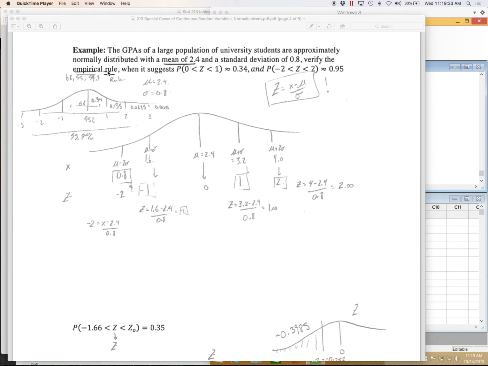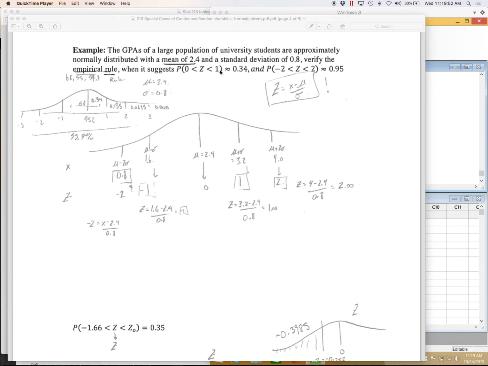So let's do a full example for the normal distribution. Let's say the GPAs of a large population of university students are approximately normally distributed. I know that they're normally distributed because it just told me that. Let's say the average GPA of the students is 2.4 and the standard deviation is 0.8.